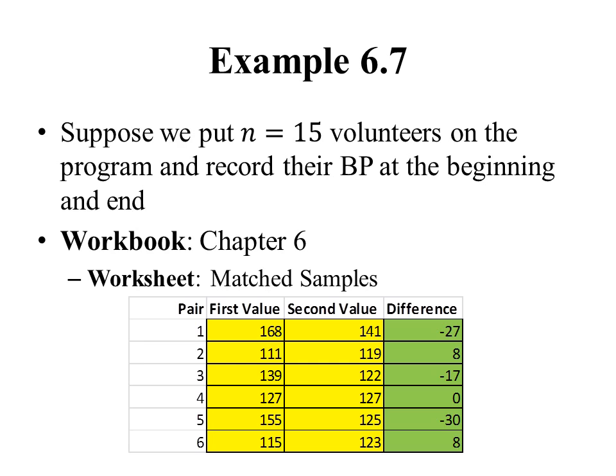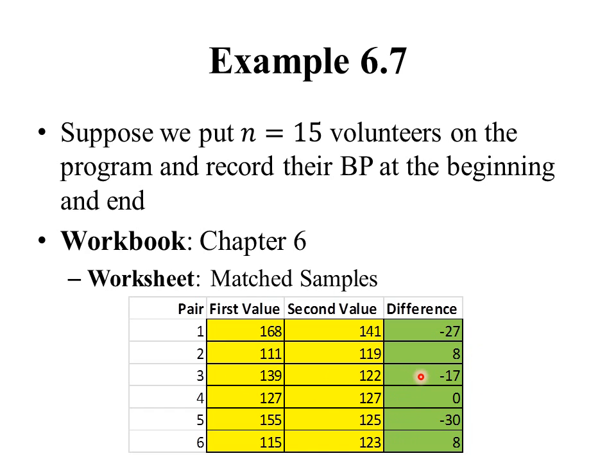And so if we go to the workbook chapter 6 and go to the worksheet titled Matched Samples, we see this data given here. Now this data comes from the book, and so for the first person, their blood pressure at the beginning was 168, their blood pressure at the end was 141, and so their difference was negative 27, or their change was a drop of 27 points. Second person had a blood pressure at the beginning of 111, blood pressure at the end was 119, so their difference or their change was positive 8. That means they actually increased.